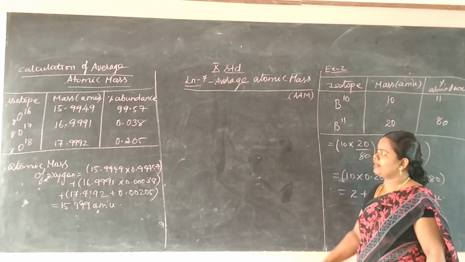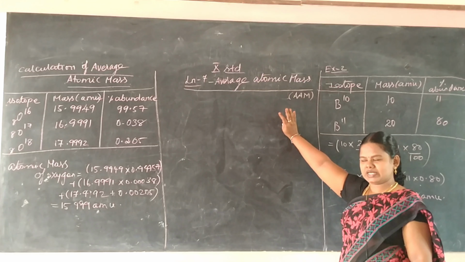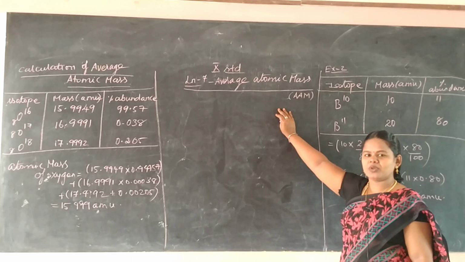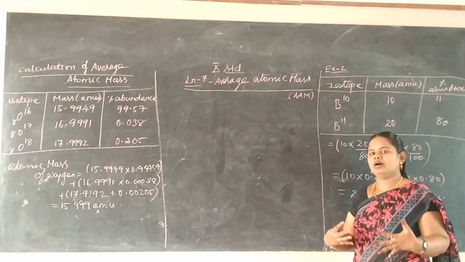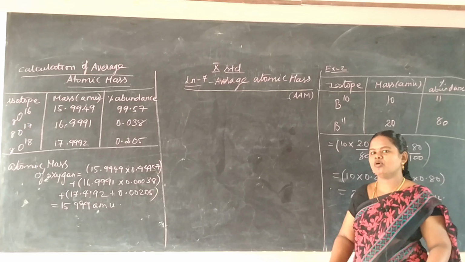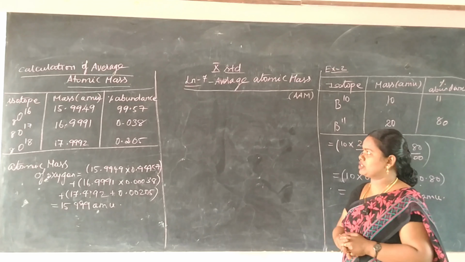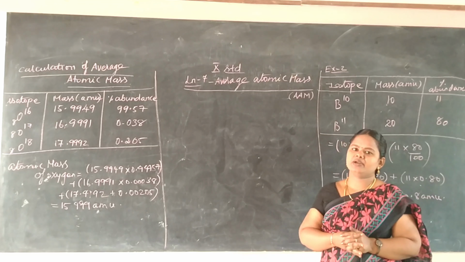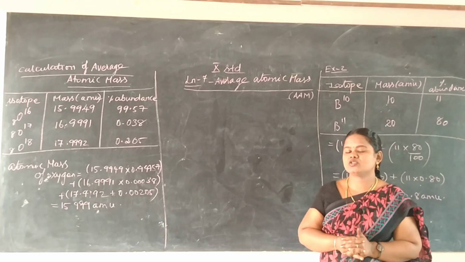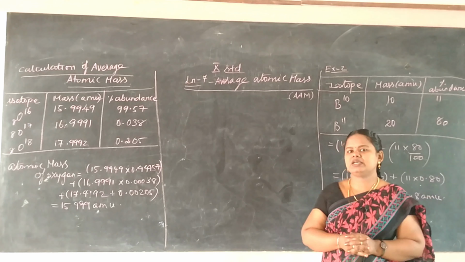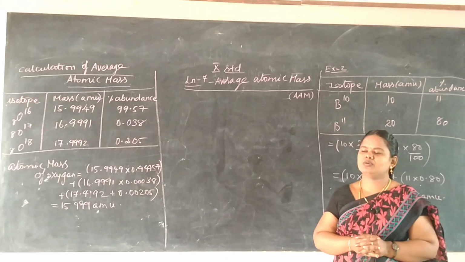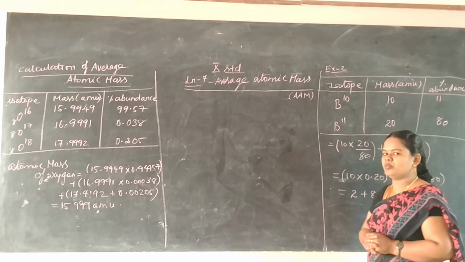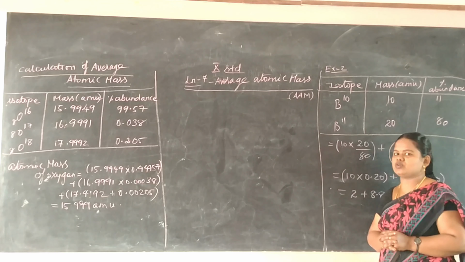I already told that the measurement of the atomic mass is a very difficult, or more complicated, method. So why is it complicated? Because the elements occur as isotopes also. So we have to consider the mass of the isotopes also, and when we consider the isotopes, we have to consider the abundance of the isotopes also.